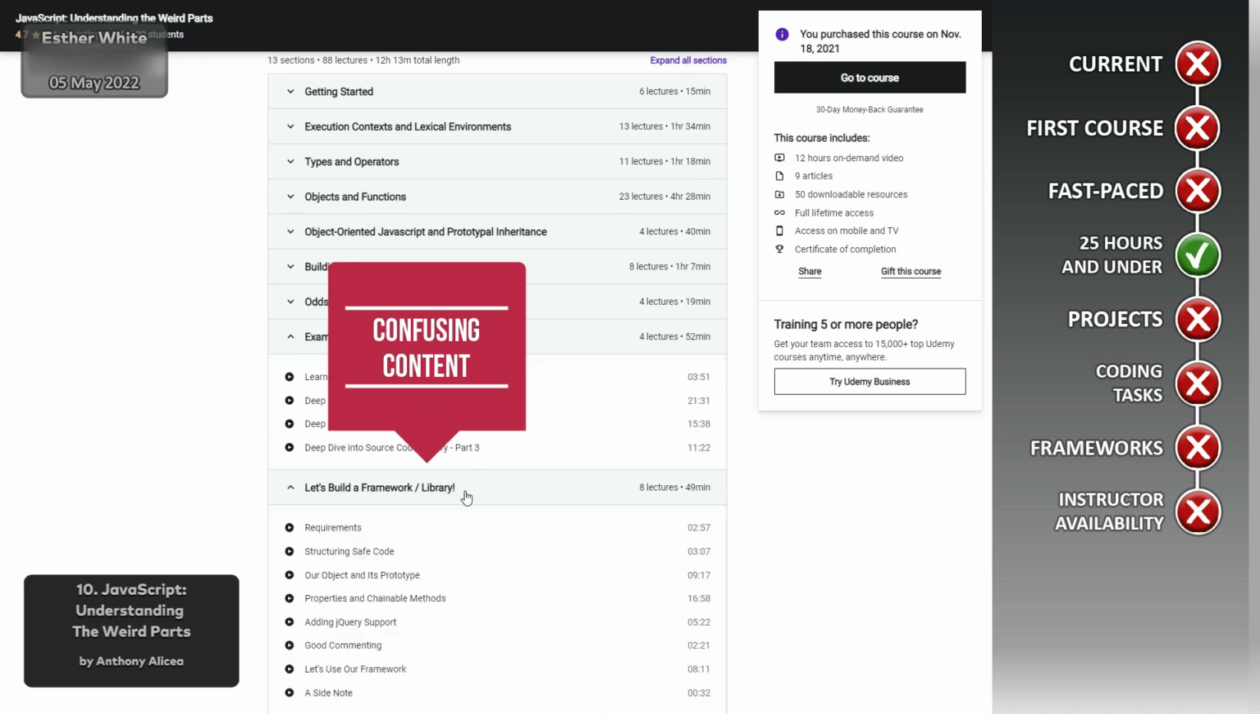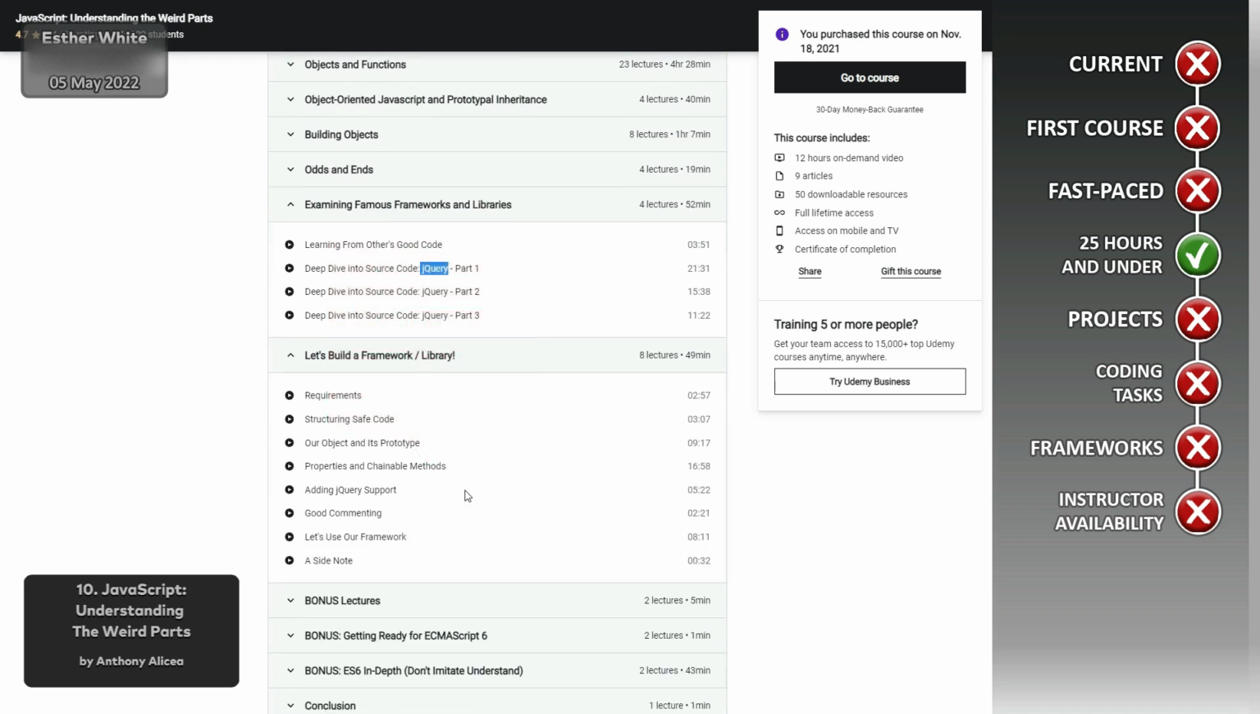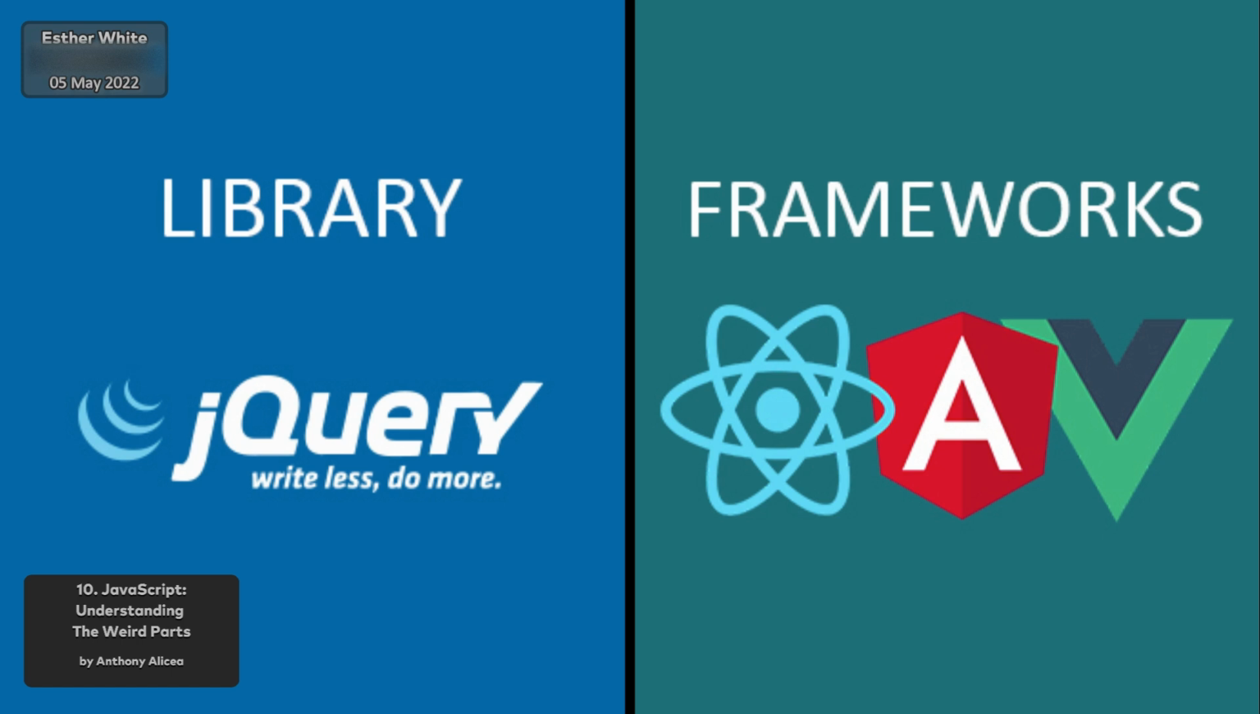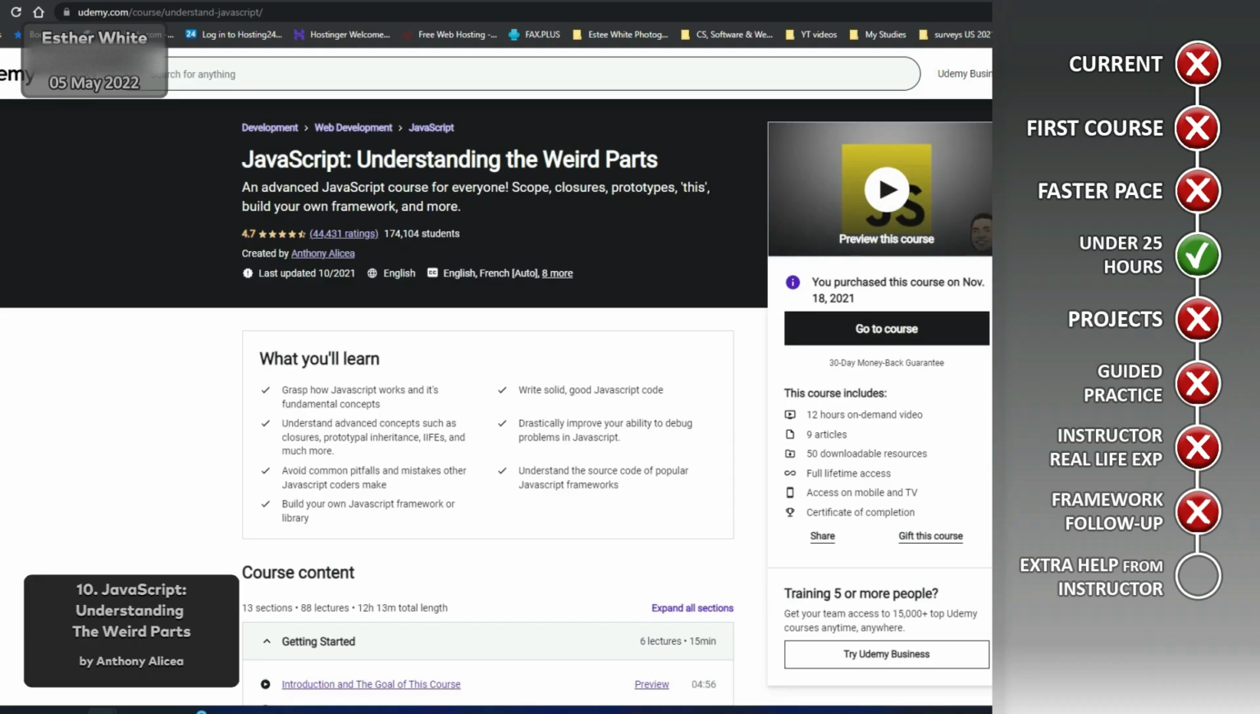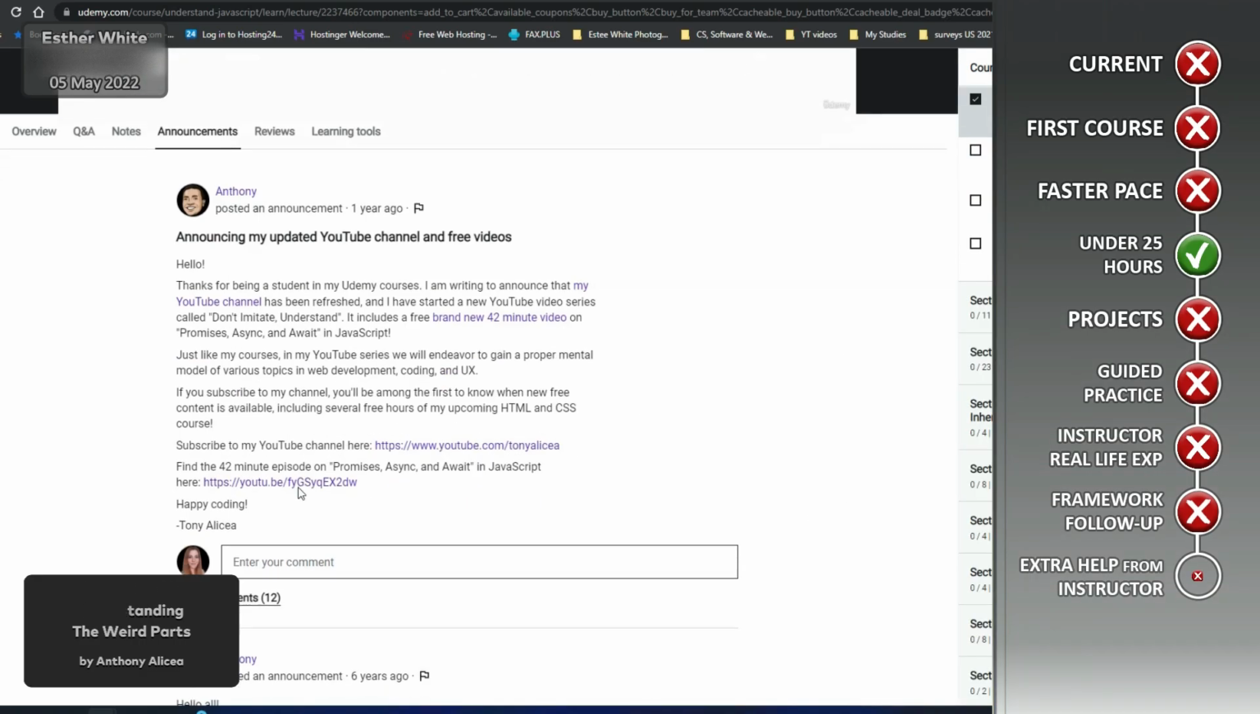I think it is important to know from the very beginning that frameworks and libraries are not the same thing. Those two terms are not interchangeable. jQuery, which is featured in the course, is a library, while some of the most famous frameworks are React, Angular, and Vue. Extra help from the instructor, I'm gonna have to say no.